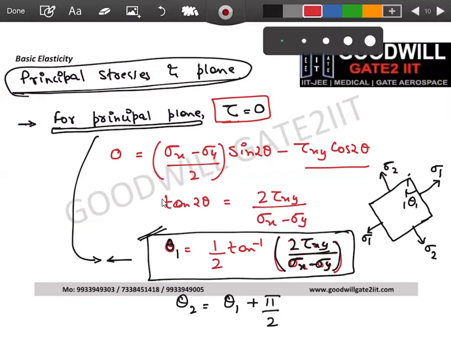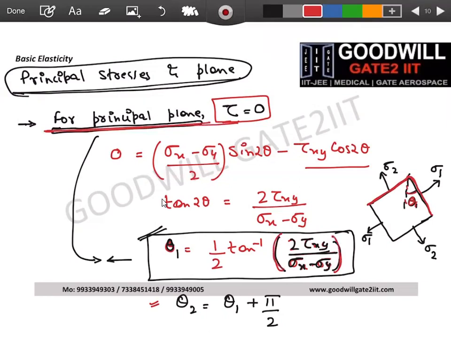So what I'm saying is, we'll calculate theta 1, this plane is theta 1. And if I add 90 to it, I'll get this other plane, which is theta 2. So what is the procedure for calculating the principal plane? Again, the backbone is your 2D stress element. This is the reason I asked you to see the video, those who have missed the first one.